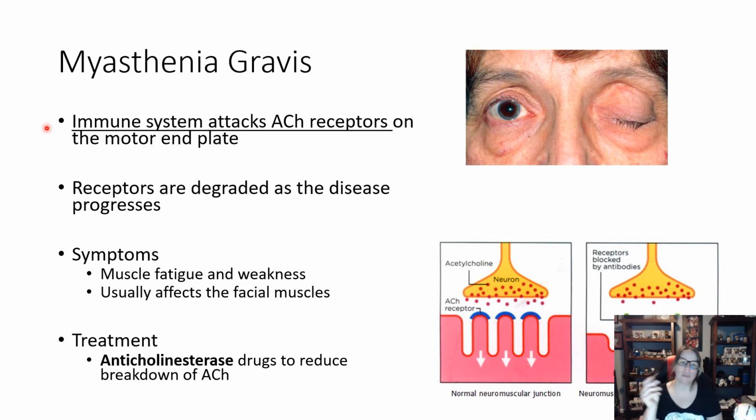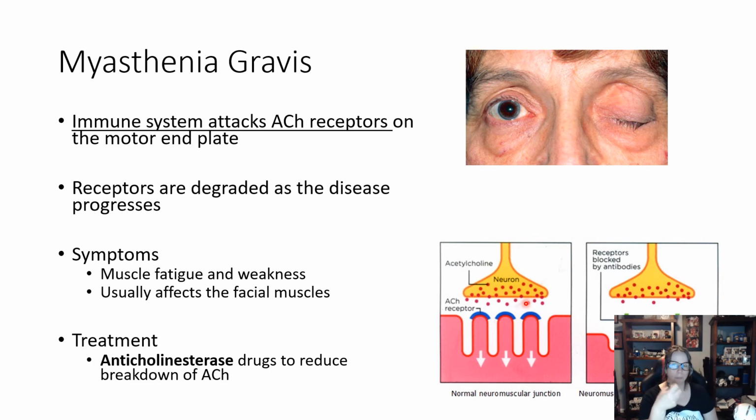And how it's treated is by using what are called anticholinesterase drugs. So there is an enzyme that lives in the synapse called acetylcholinesterase. You don't need to worry about that particular enzyme. You will in phys. What acetylcholinesterase does is when we're ready to stop a muscle contraction, it basically eats up the acetylcholine.